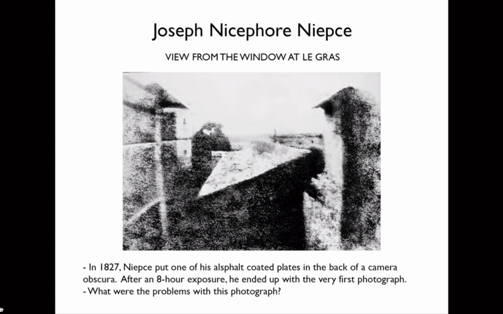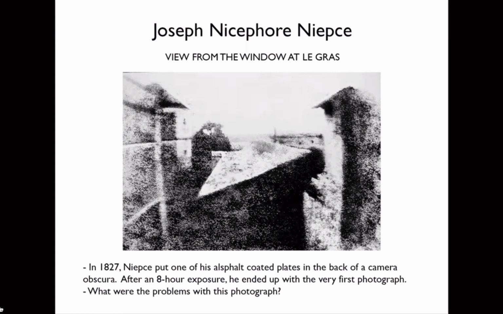And then he came to a conclusion: why wouldn't I just put that asphalt-coated metal plate in one of the camera obscuras? And he did so. He put the asphalt-coated metal plate in the back of the camera obscura. And what we have here, after an 8-hour exposure, is something that is generally known as the first photograph. You will see that sometimes it says that it was made in 1827, sometimes in 1826, but it was around that time. It was called View from the Window at Le Gras, which is Niepce's studio in France.